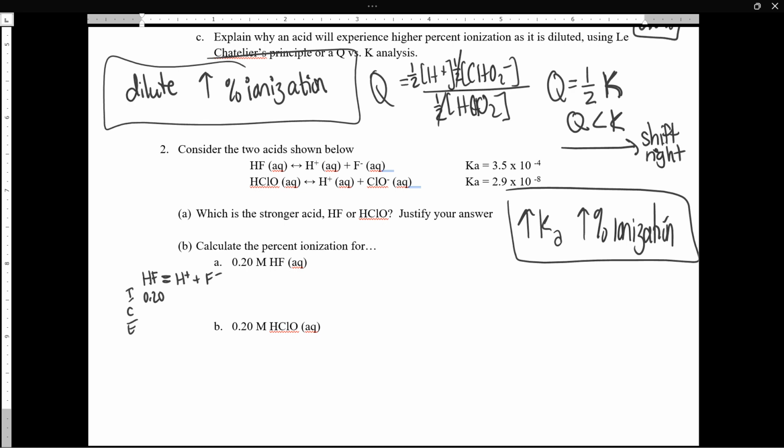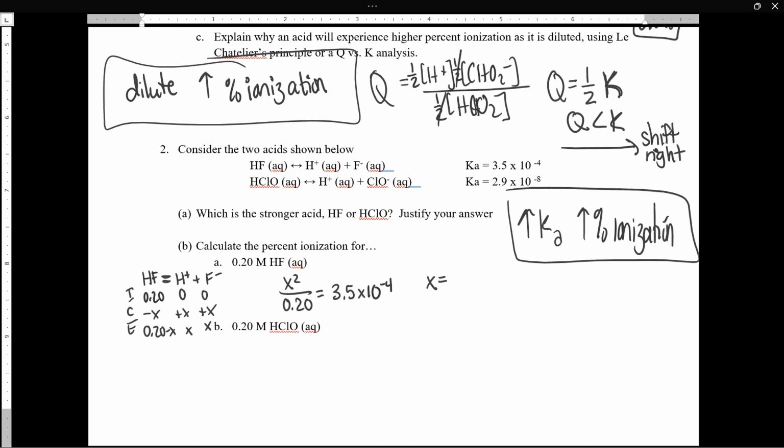You're starting with 0.2 molar acid, and some of that acid is going to get used up and turned into ions. And we're trying to figure out what percentage of it gets turned into ions. So we've got to figure out what's the value of X here. When you plug this into your K expression, it ends up looking like X squared over 0.2 equals 3.5 times 10 to the -4th.